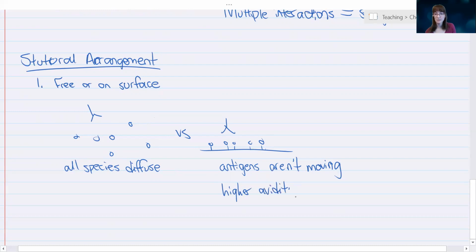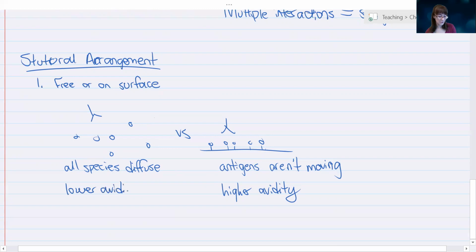And you could do a concept check here. Did the KD of the antibody binding to its antigen change? No, but the avidity changed. And so this would be that difference between KD that's for affinity and KD that's for avidity.